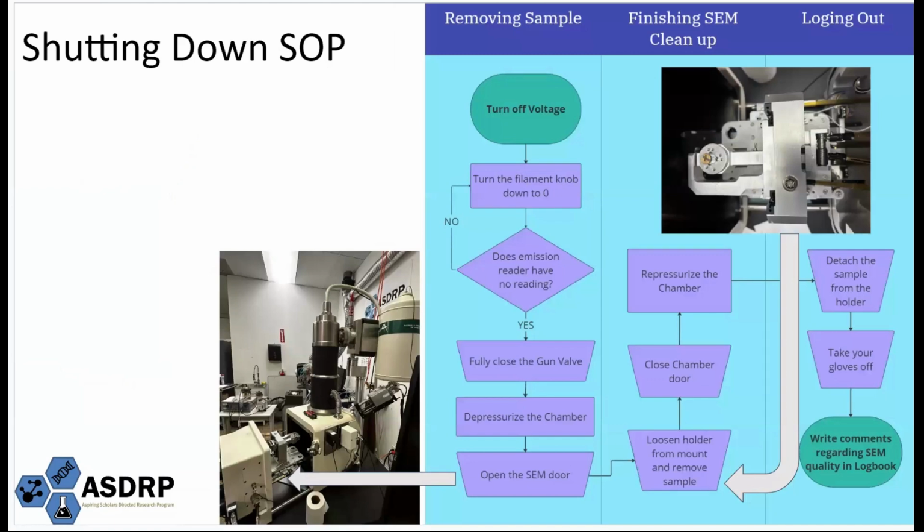The final flowchart depicts shutting down the SEM. The first swim lane depicts turning off the filament and voltage and depressurizing the chamber. Then the next swim lane depicts removing the sample and repressurizing the chamber. Then finally, the last swim lane depicts detaching the sample from the holder, taking the gloves off, and then finally locking out.